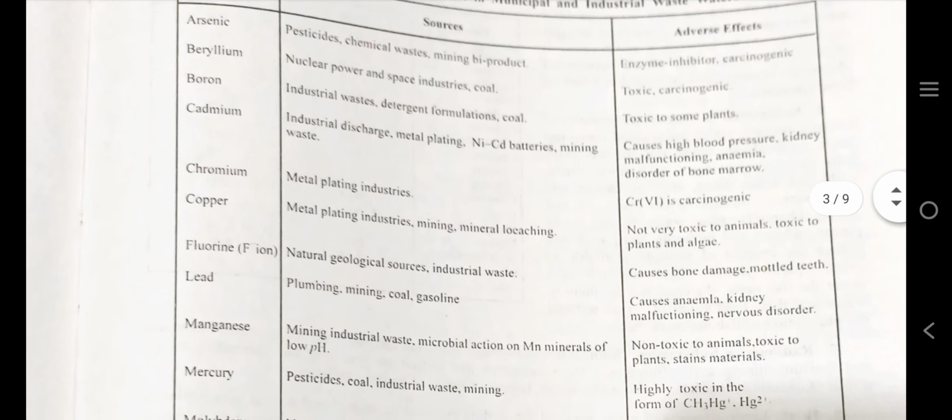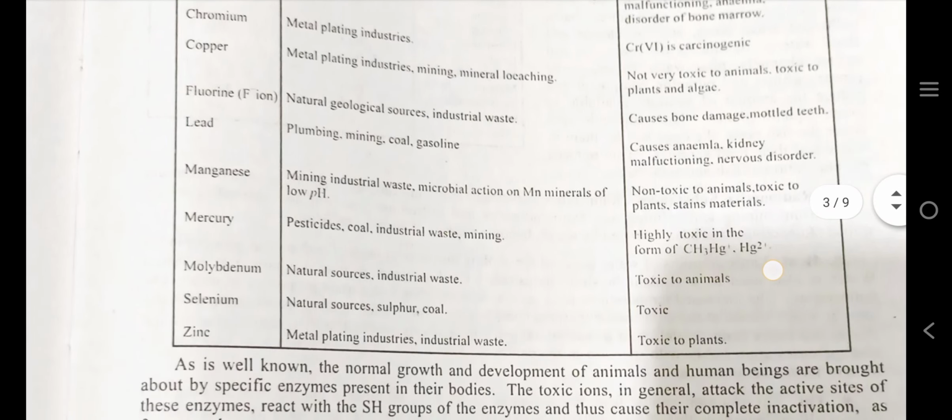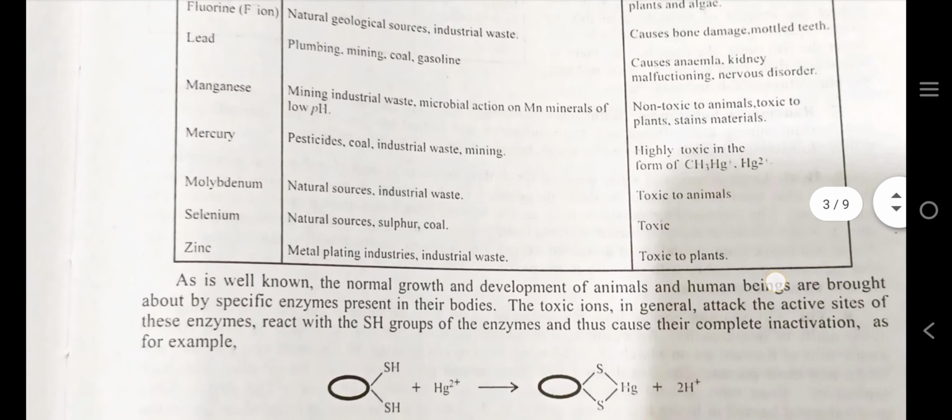Element is fluorine, and sources are natural geological sources, industrial waste. Adverse effect causes bone damage, mottled teeth. Manganese: sources are mining, industrial waste, microbial action on manganese minerals at low pH; non-toxic to animals, toxic to plants, stains materials. Selenium: natural sources, sulfur, coal; toxic. Zinc: metal plating industries, industrial waste; toxic to plants.